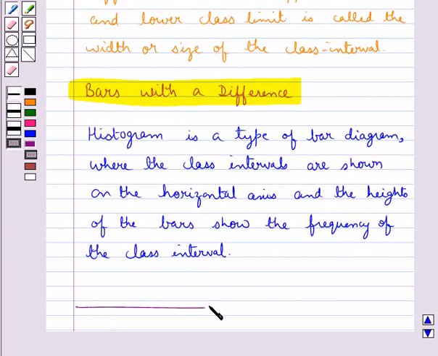So this completes the session. Hope you have understood the graphical representation of data using a pictograph, bar graph and a double bar graph, and how we organize the data, how we make the frequency distribution table, and how we make a histogram.